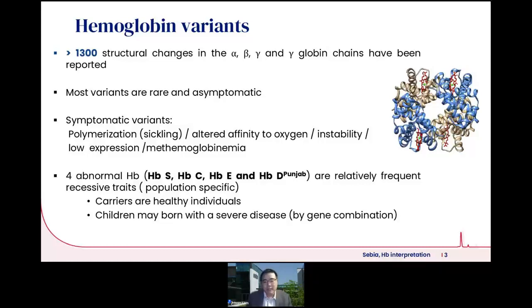There are many hemoglobin variants. In fact, the numbers could be increasing with better molecular detection of the various globin chains. And most of these variants are rare and asymptomatic.